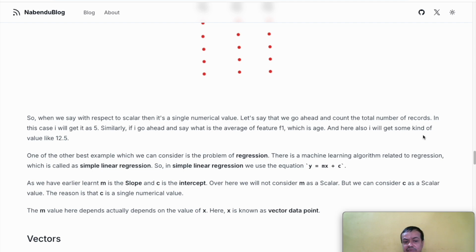One of the best examples we can consider in the problem of regression, a machine learning algorithm which we have seen earlier, is simple linear regression. In simple linear regression, we use the equation y equal to mx plus c. As we have seen earlier, m is the slope and c is the intercept. Over here, we will not consider m as a scalar, but we can consider c as a scalar value. The reason is that c is a single numerical value. The m value depends on the value of x. Here x is known as the vector data point.